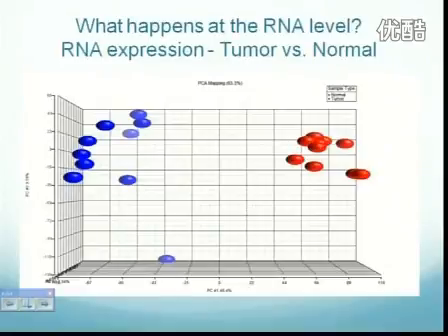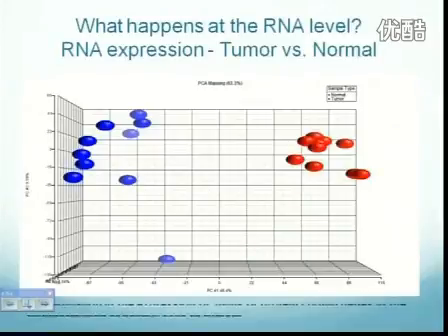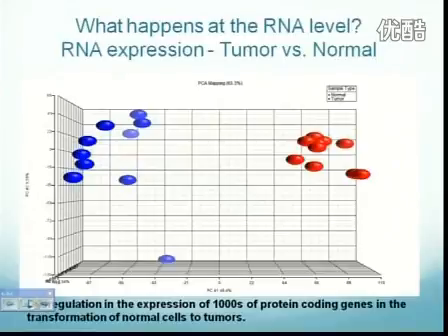Here, the samples in red are normal breast tissue. These samples in blue represent triple-negative breast cancers. And what you can see is the normals cluster pretty well together, the triple-negatives somewhat cluster together, but you see this sort of wide separation based on gene expression. And what we begin to realize is that there's dysregulation.